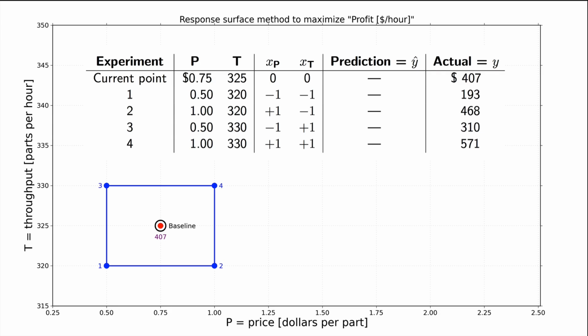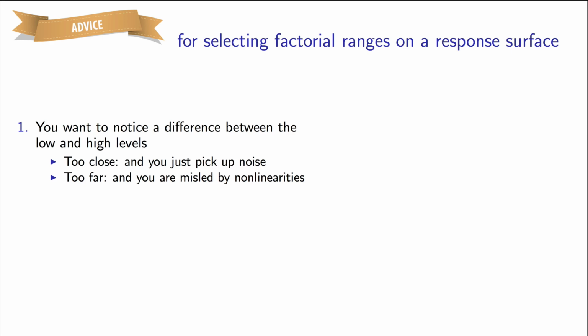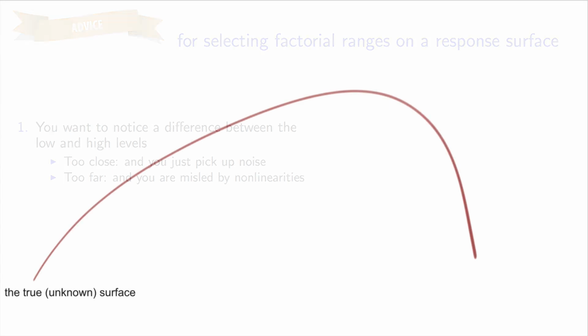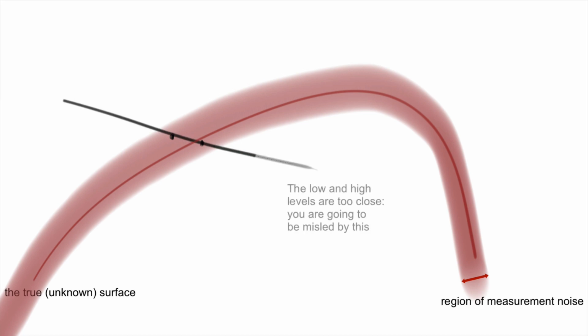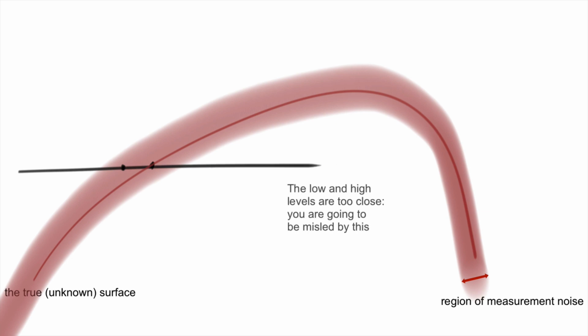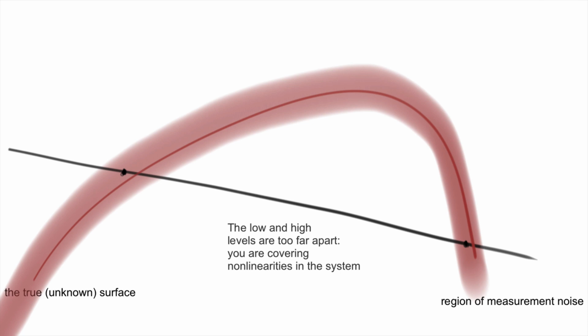What are suitable low and high level values? I will give this advice based on my experience. And this won't always work, but it helps answer questions that I see experimenters struggling with. The range from low to high should be large enough that you notice a difference in the outcome. If you choose values too close together, you may not notice a difference and you're just really picking up noise. If they are too far apart, you might cover such a wide range that you expose the system to serious nonlinearities.